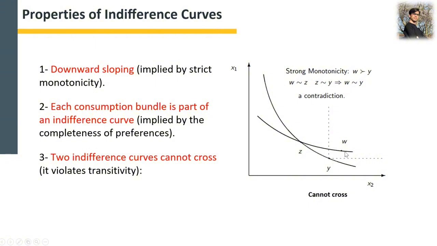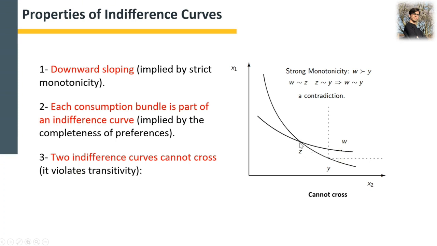So by strong monotonicity, that W has a higher amount of x2 and also x1, then it should be strictly preferred to Y, which has a lower amount of x2 and x1. Then strong monotonicity implies that W is strictly preferred to Y. This W bundle is strictly preferred to Y.